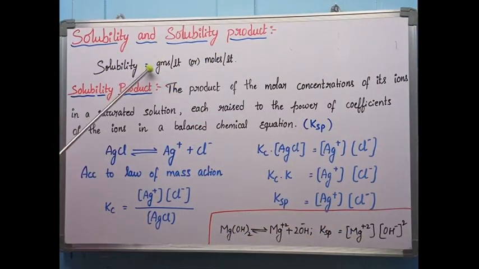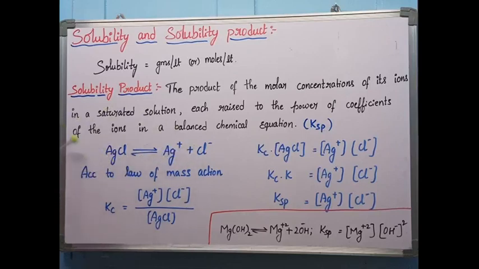That is, the number of grams of solute dissolved in 1 liter of solvent, or the number of moles of solute dissolved in 1 liter of solvent. So now let us see the solubility product. Solubility product is nothing but the product of the molar concentration of ions of a salt in a saturated solution, each raised to the power of its coefficients. For example, I am taking AgCl, a sparingly soluble salt. This AgCl, silver chloride, when you dissolve it in water, dissociates into Ag plus and Cl minus.